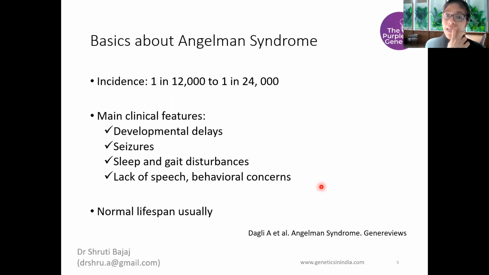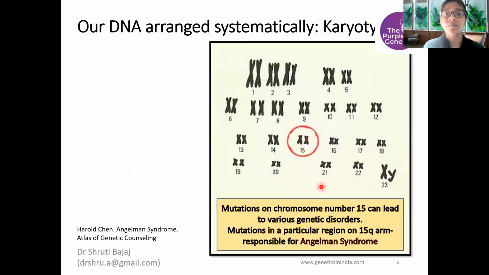Before we proceed ahead, let us just refresh certain basic concepts of Angelman syndrome. It is a rare disease with an overall incidence of 1 in 12,000 to 1 in 24,000. The main clinical features include developmental delays, seizures, sleep and gait disturbances, lack of speech, and behavioral concerns. Notably, most of the children with Angelman syndrome will have a normal lifespan.